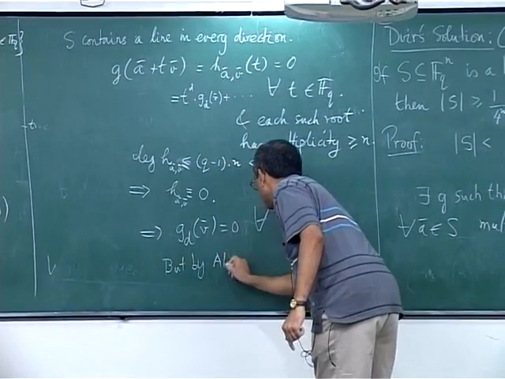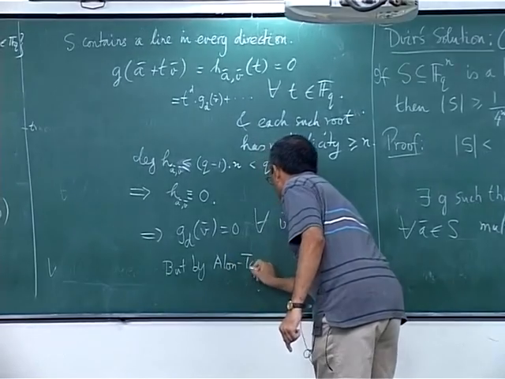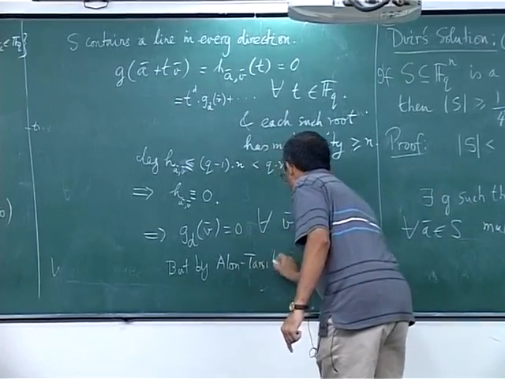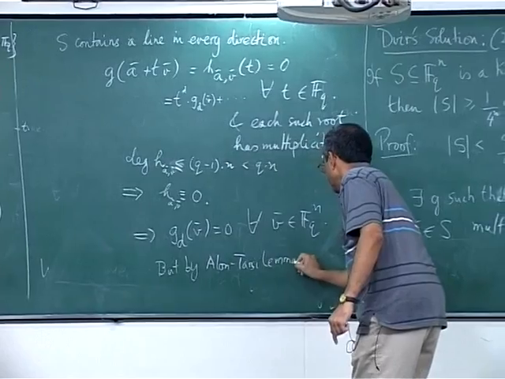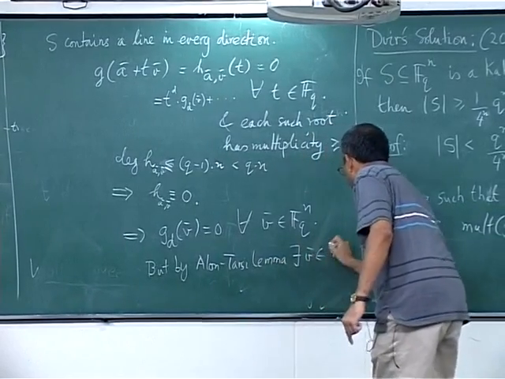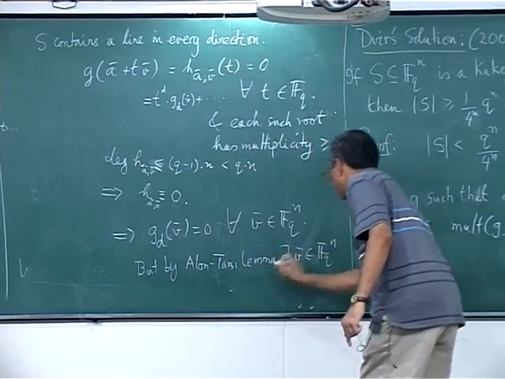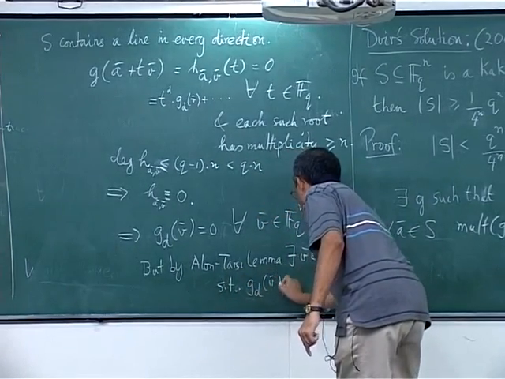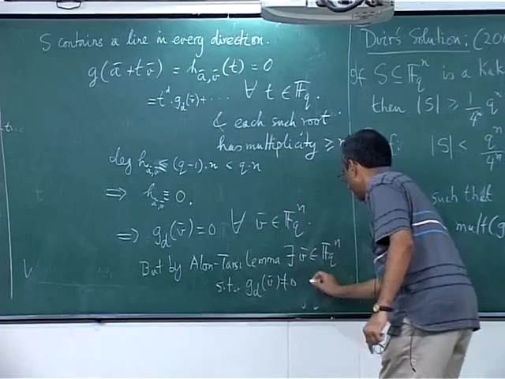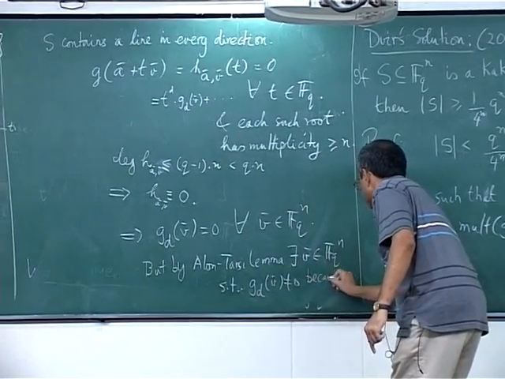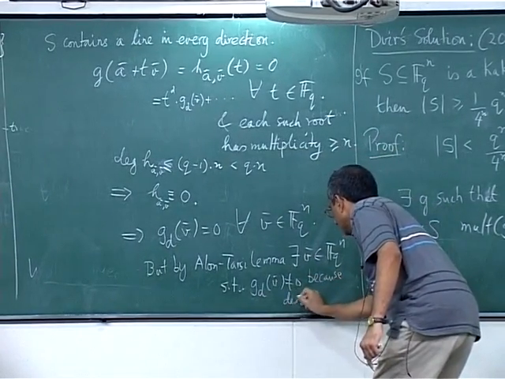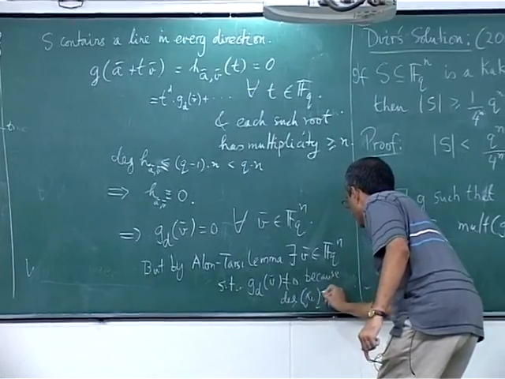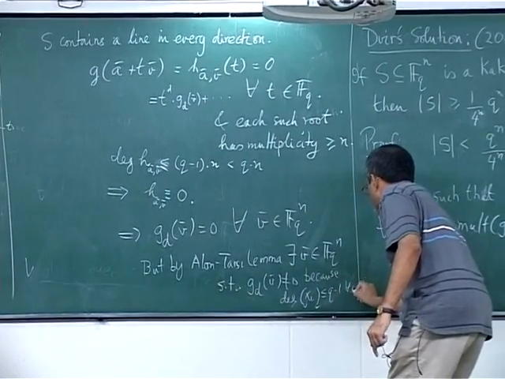So by the Alon-Tarski lemma, there exists a v bar in Fq power n such that gd of v bar is non-zero, because the degree of xi is at most q minus 1 for all i.